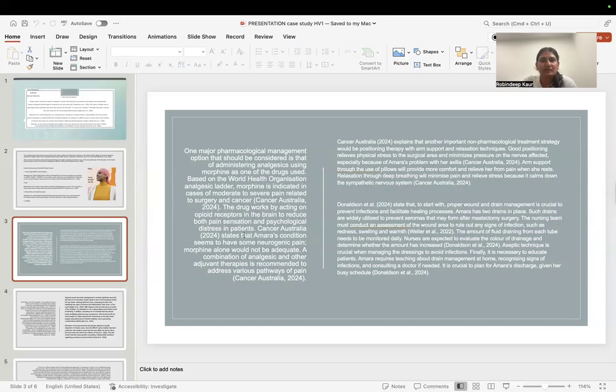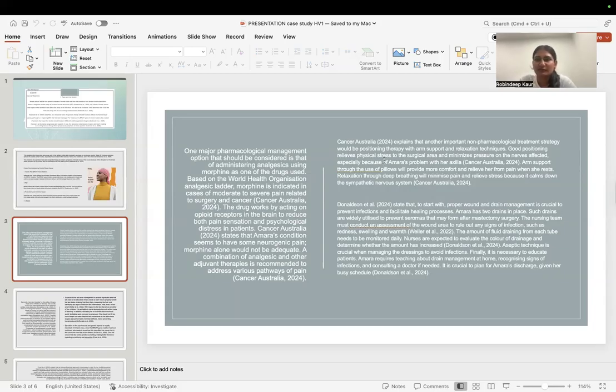Cancer Australia states that Amara's condition seems to have some neurogenic pain. Morphine alone would not be adequate. A combination of analgesics and other adjuvant therapies is recommended to address various pathways of pain.